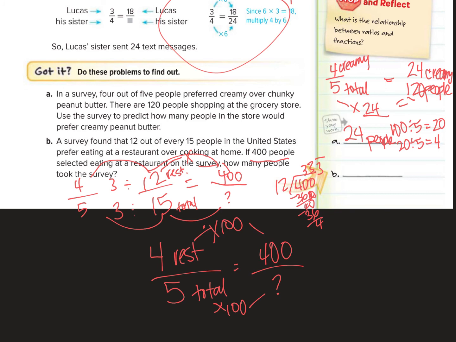Okay, so that means there are 500 total people who took the survey. 500 people. There we go. So again, that's a good strategy. I kind of got stuck because I couldn't go straight without fractions, and I don't want to work with fractions. So I saw if I scaled down, I could easily convert and figure out my proportion there.